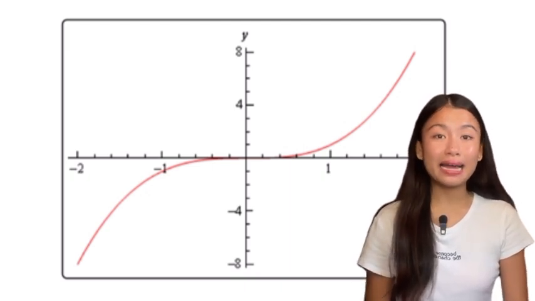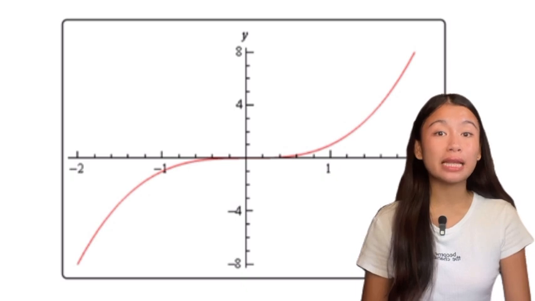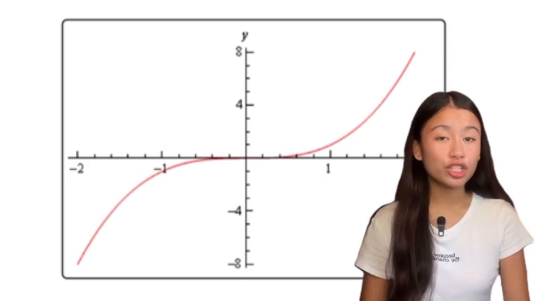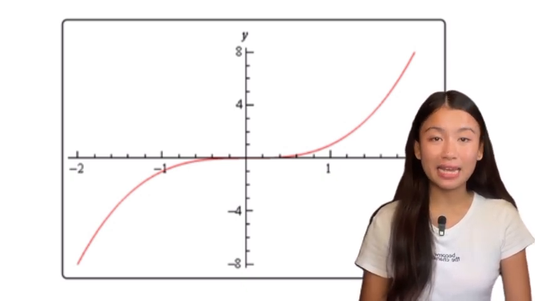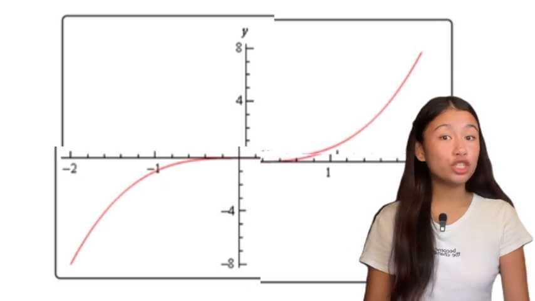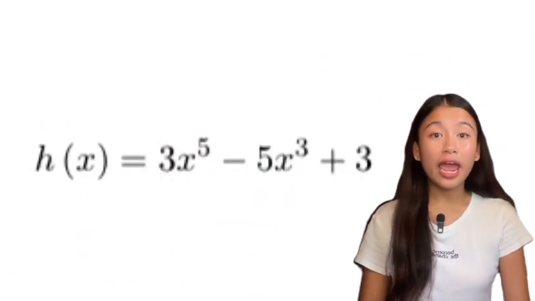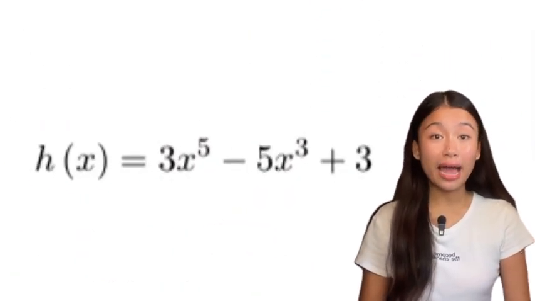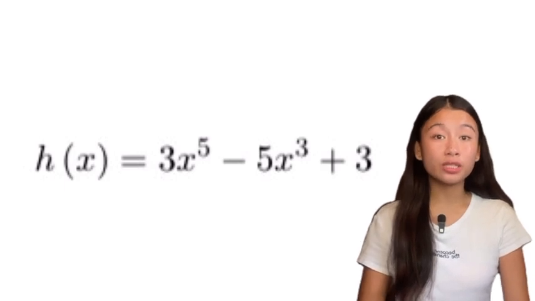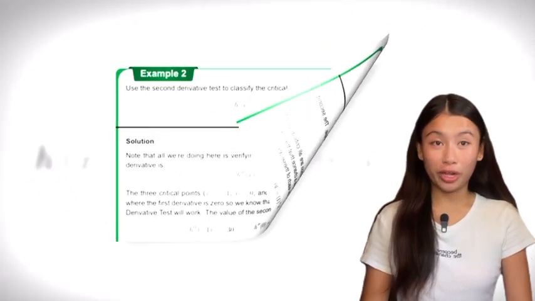And in this topic, guys, the main focus here is how to classify critical points of a function using the second derivative test. And the example in the image uses a polynomial function. h of x is equal to 3x^5 minus 5x^3 plus 3.